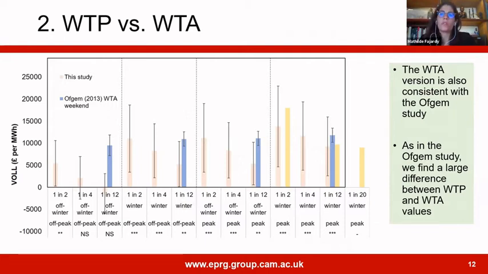On average, respondents are willing to accept much higher compensation than they are willing to pay to avoid one. It's between 1.3 and 5.9 times more. And that's in line with the Ofgem 2013 willingness to pay, willingness to accept ratio, as well as other studies which typically show much larger willingness to accept than willingness to pay.